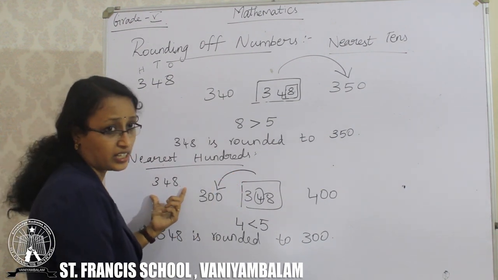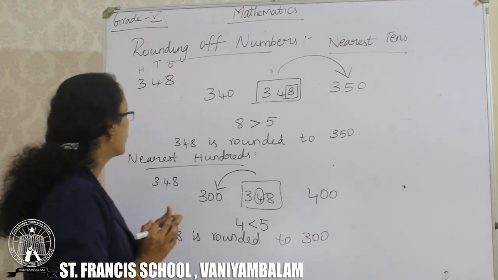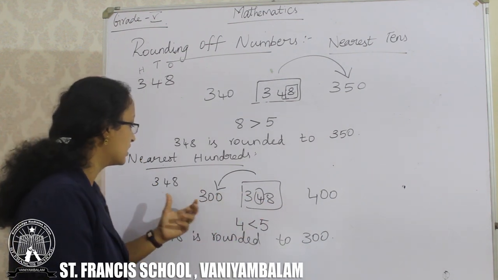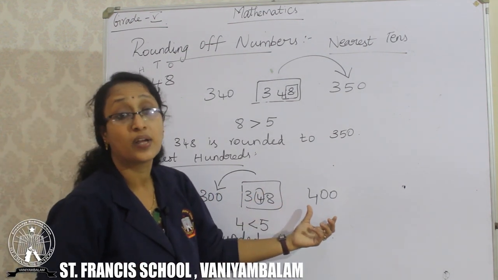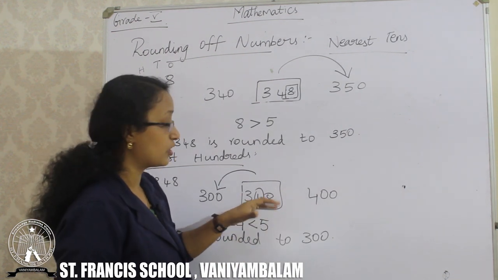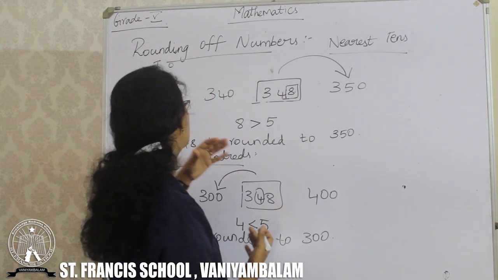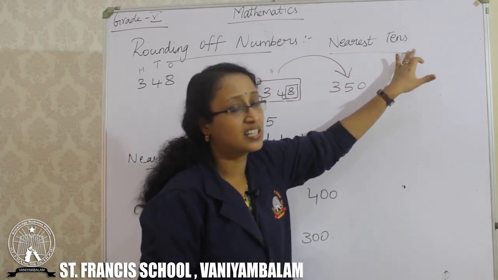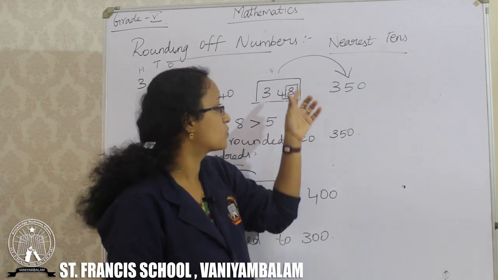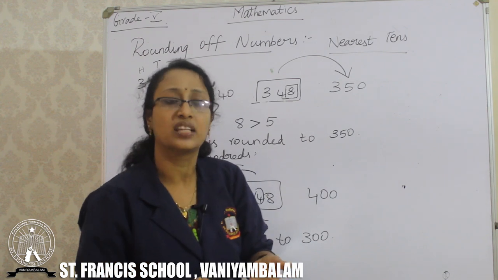For the next topic, you have nearest hundreds. Same 348. So in the hundreds place, what is the digit? You check it. In the hundreds place, you have 3. So this 348 lies between 300 and 400. Check the tens place value. That means you have to select the value nearest which place. See, nearest tens means you have to check the ones place digit, the digit to the right of the tens place. According to that digit, you have to conclude the answer.